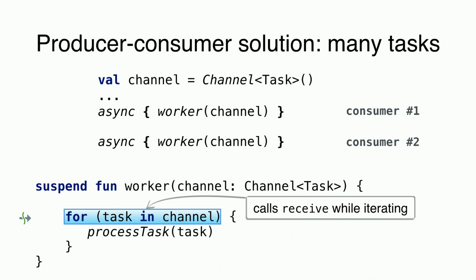Instead of calling one receive, we can iterate over the channel, and under the hood, this for loop calls receive while iterating. Writing this code will allow us to receive elements one by one when they appear, and suspend if there are no elements. So each element will go to one of the coroutines when it calls the corresponding receive method. So that's how a channel works.